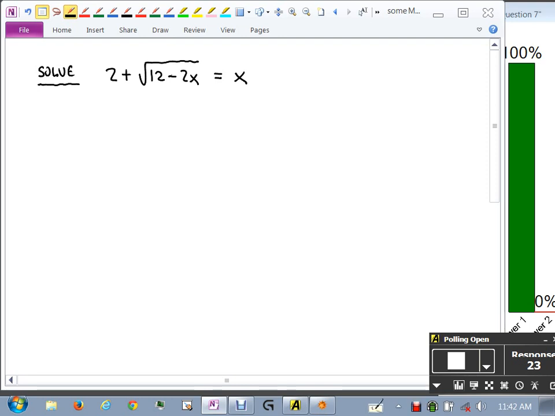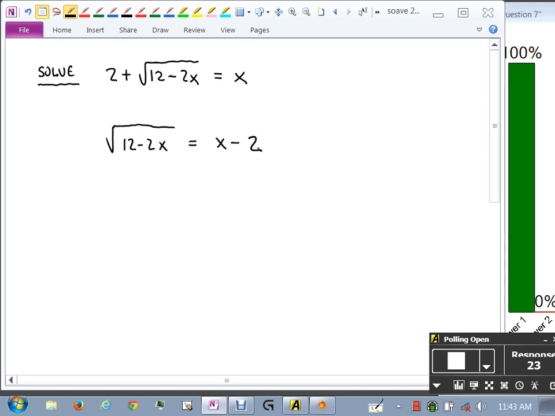All right, so this is a radical equation, right? So I want to isolate the radical. So how about getting that positive 2 on the left out of there? Subtract it on both sides. Okay, so I will have square root 12 minus 2x equals, how would you like me to write the right side? X minus 2? Okay, now what?